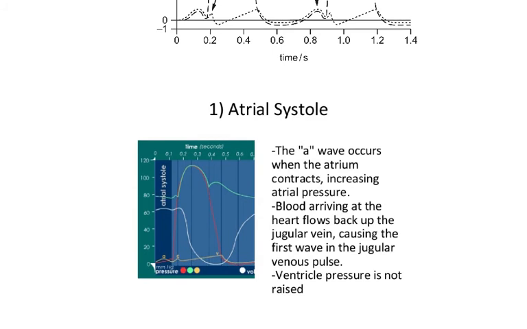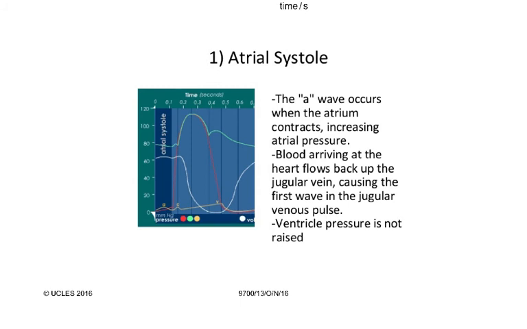The A wave occurs when the atrium contracts, increasing atrial pressure. Blood arriving at the heart flows back up the jugular vein, causing the first wave in the jugular venous pulse. Ventricular pressure is not raised. Okay, so this is a little more confusing if you're finding it difficult. But I would advise you to revise the cardiac cycle and then come back to this question once again.